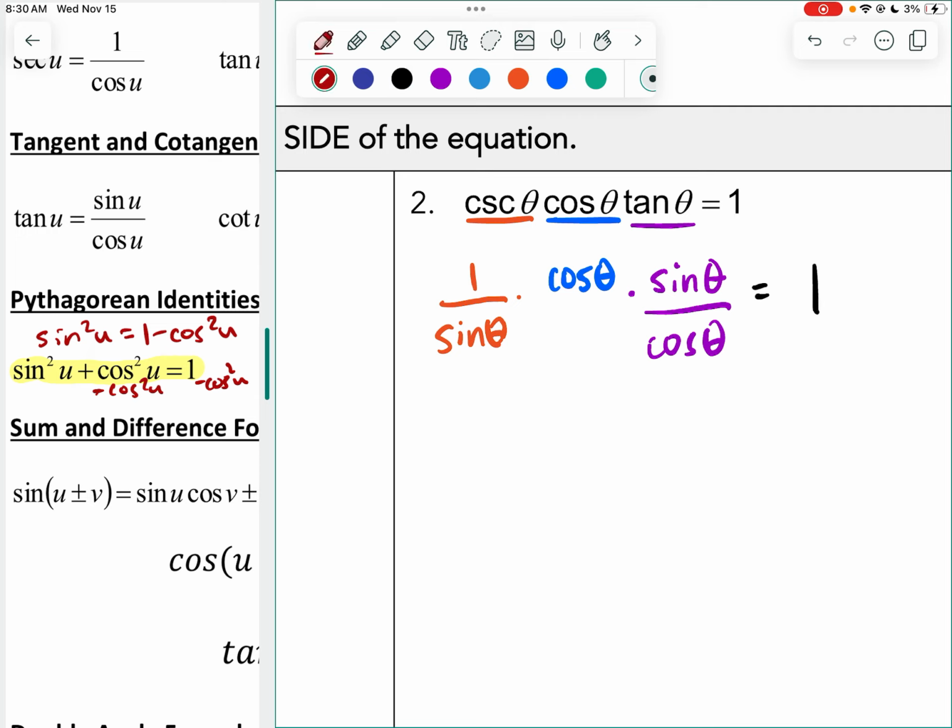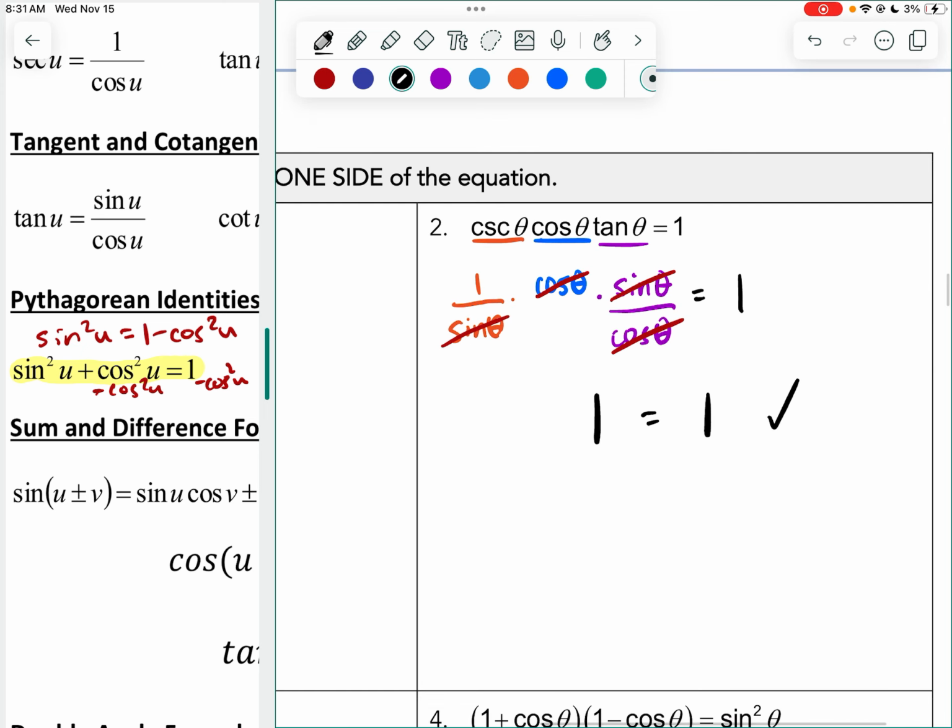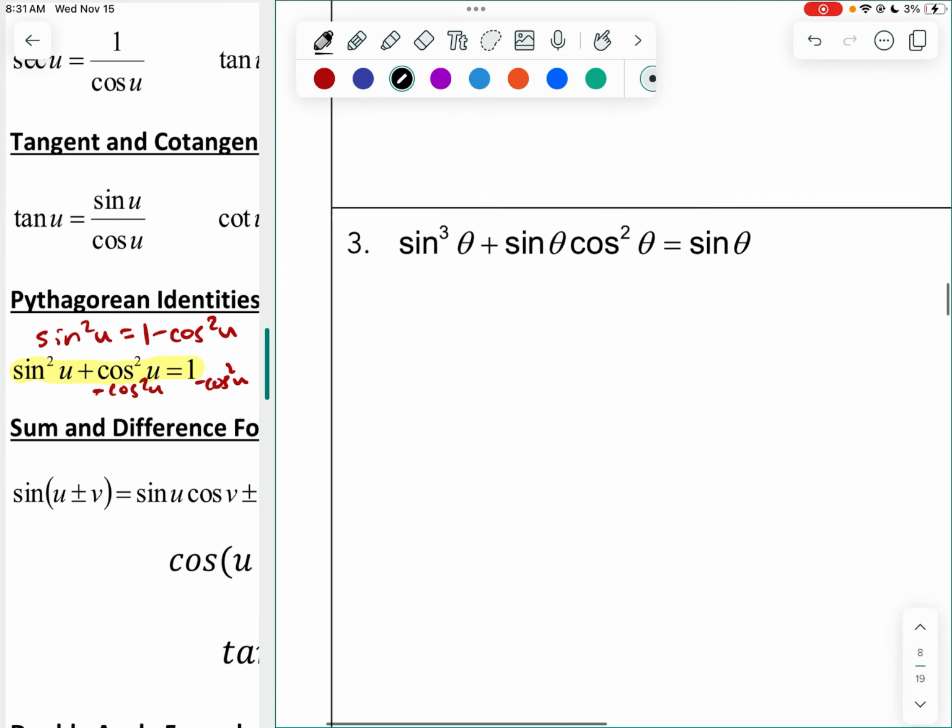So think about what you have. There's a sine on bottom, sine on top. There's also a cosine on top and a cosine on bottom. So when all those go away, you're just left with 1 on the left, 1 on the right. So you proved that those two things were the same. Okay, you verified it. All right, let's go to number 3.